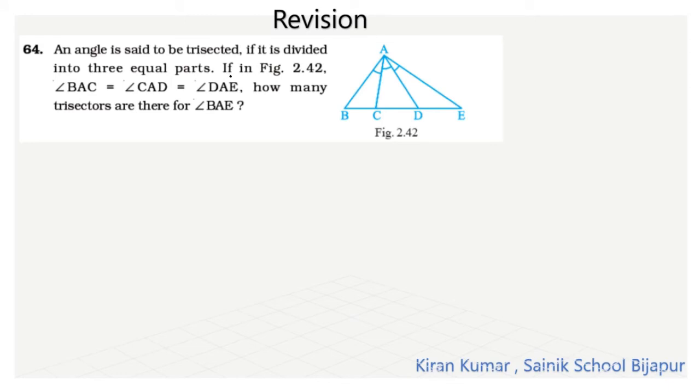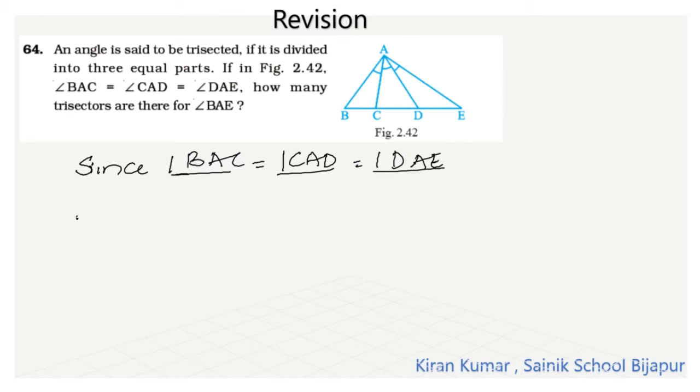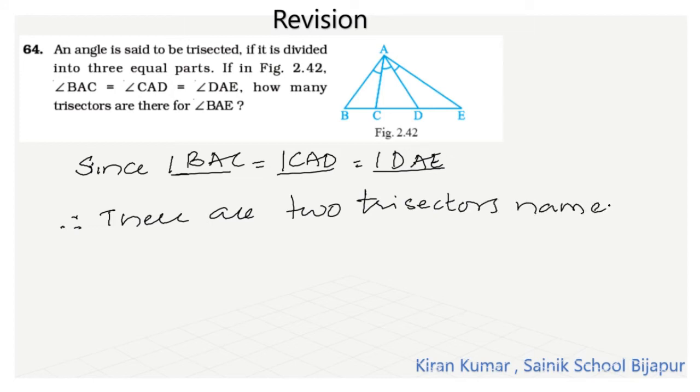In the figure 2.42, angle BAC equal to angle CAD, which is equal to angle DAE. How many trisectors are there for angle BAE? Since it is given that angle BAC equal to angle CAD equal to angle DAE, it's been done with two of the line segments AC and AD. So there are two trisectors for these three angles. They are AC and AD. Therefore, the two trisectors are AC and AD.